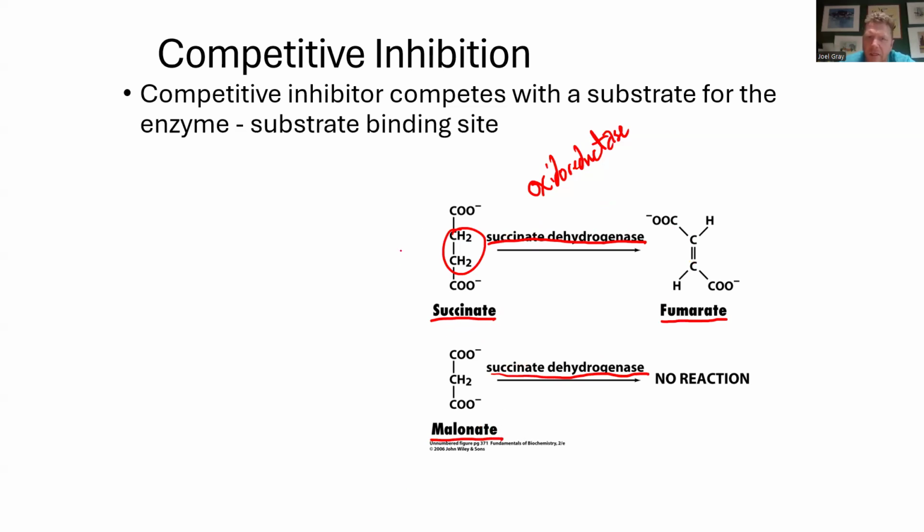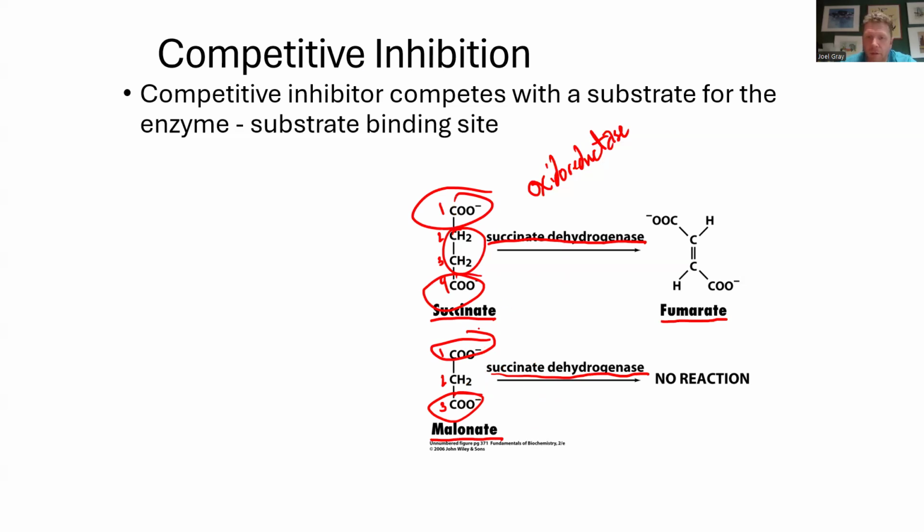Okay, let's look at succinate. 1, 2, 3, 4 carbons. Okay, it's got a carbon backbone. Malonate is 1, 2, 3 carbons as the backbone. Now, carbons 1 and 4 are carboxylate ions. Carbons 1 and 3 are carboxylate ions. Now, malonate is going to inhibit succinate dehydrogenase.